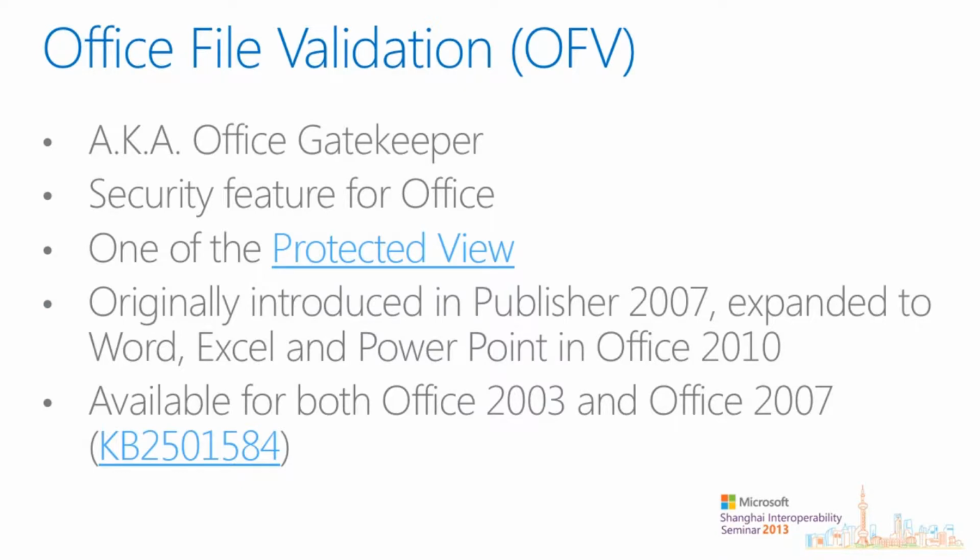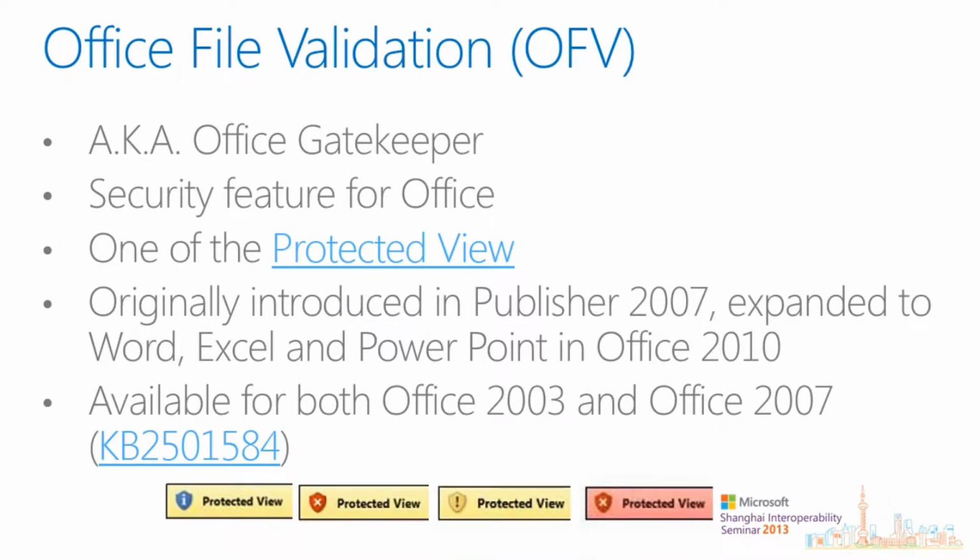I'll refer to it as OFV, just easier. Another name for this is the Gatekeeper, Office Gatekeeper. It is a security feature for the Office application, and it shows up as one of the protected view features. If you don't know what protected view is, it is a feature in the Office application used for detecting unsafe locations, attachments, network shares, and also files being blocked. Office file validation is part of protected view.